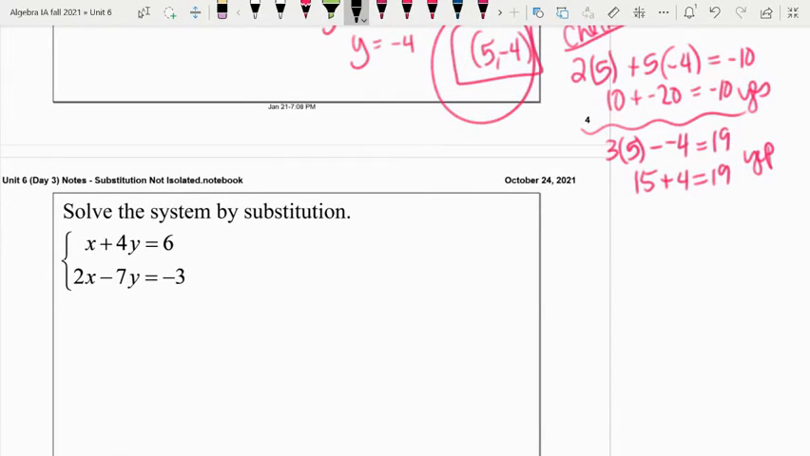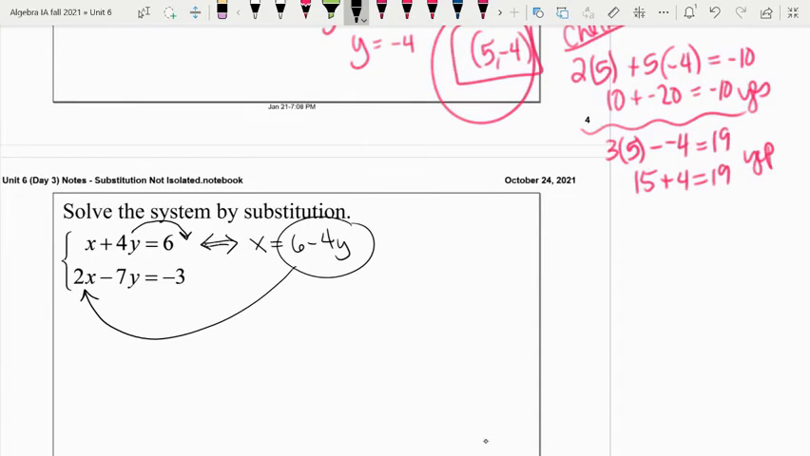All right, the next one, solve by substitution. I'm looking at that first equation here, and I see if I solve for x, it will be fairly easy. So I'm going to move this 4y over because the x has a coefficient of 1. So I'm going to say x equals 6 minus 4y. I'm going to circle that and substitute in the other equation. So 2 times 6 minus 4y minus 7y equals negative 3.